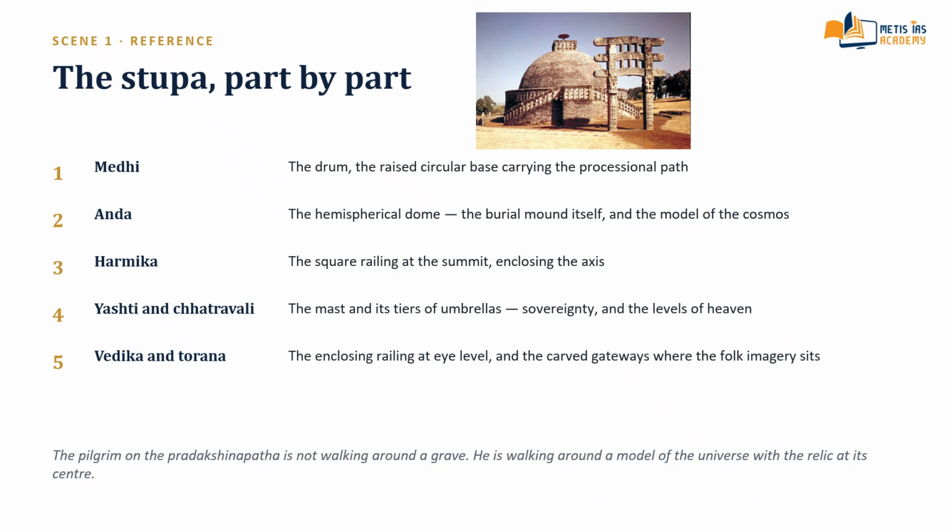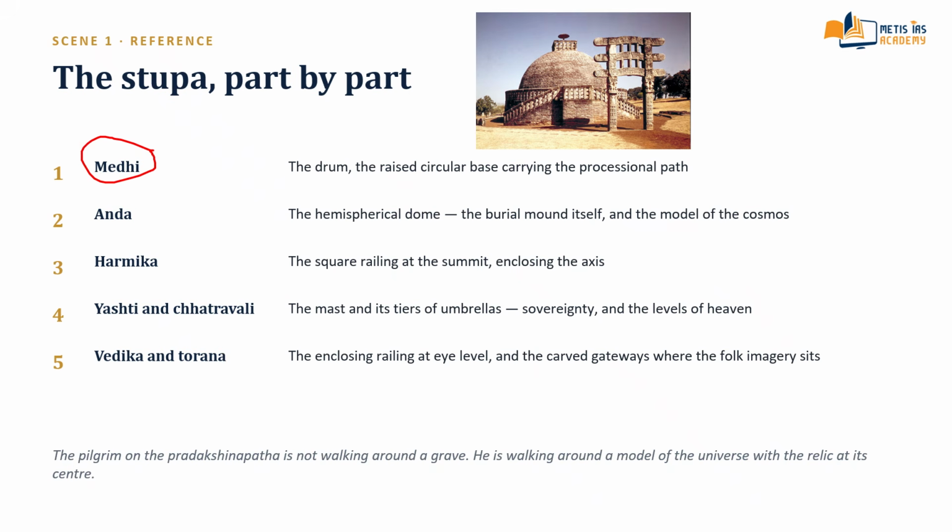The first one is Medi. What is Medi? The drum, a raised circular base. Then the second one is Anda, the hemispherical dome. The word means egg, and that is not incidental. Then the Harmika, the square railed enclosure sitting on the top of the dome. And Yasti, the mast rising from the Harmika through the center.